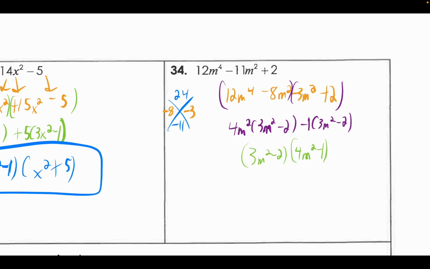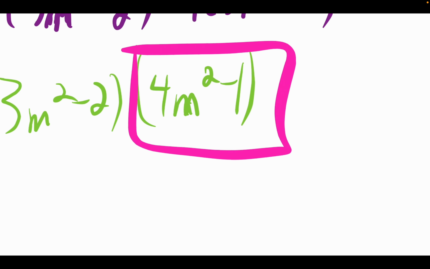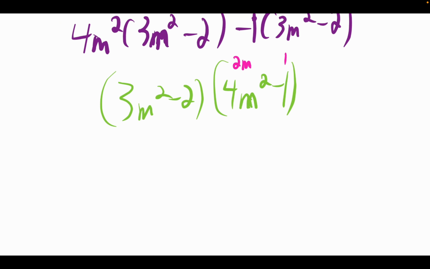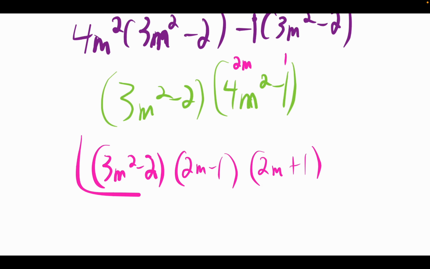However, we're not quite done. And the reason why is this can be factored further. It is a difference of two squares. You're subtracting, and they're both perfect squares. 2m times 2m is 4m squared, and 1 times 1 is 1. And so this 3m squared minus 2 just remains unchanged, and so we just rewrite it because we can't factor it any further. But we factor the other one into 2m minus 1 and 2m plus 1.